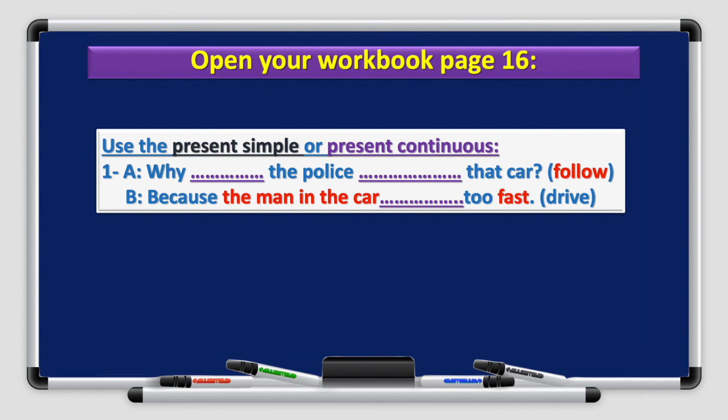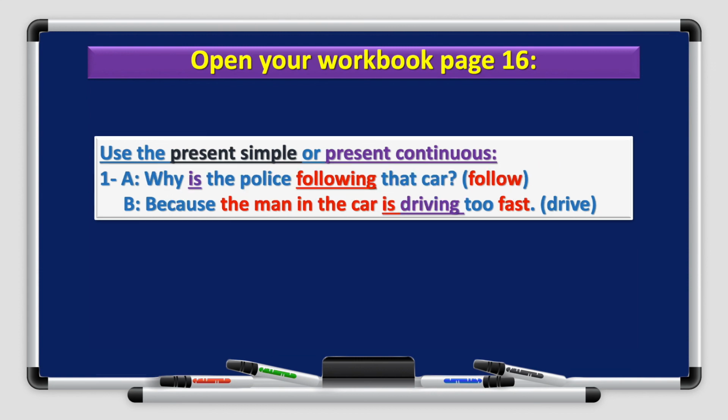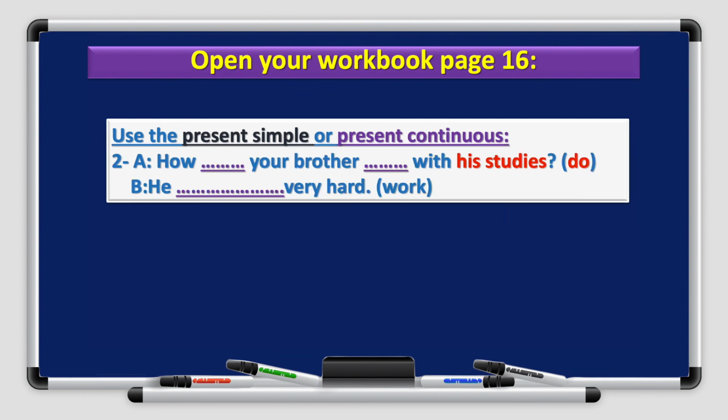You have the verb follow. Because the man in the car blank too fast drive. So what's the answer going to be? Why is the police following that car? Good. Because the man in the car is driving too fast. Good job. Number 2, how blank your brother blank with his studies?